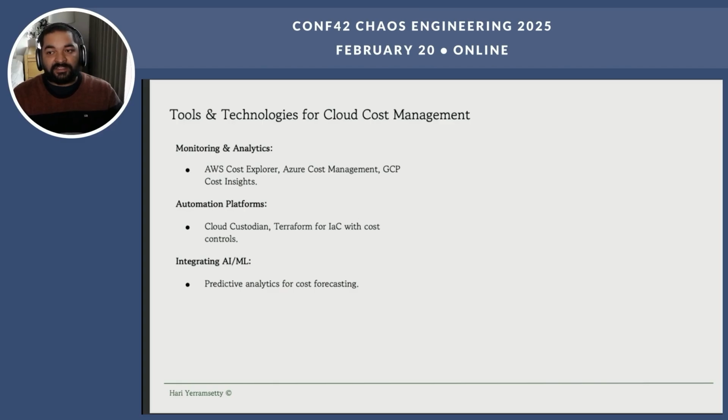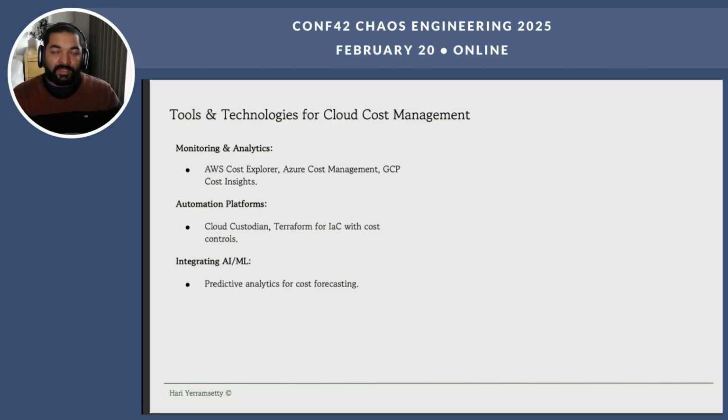Using these tools makes it easier to manage costs and reduce mistakes. Advanced analytics and machine learning help you predict your future cost. They can also spot unusual spending from early on. This gives you time to fix the problems before they grow.